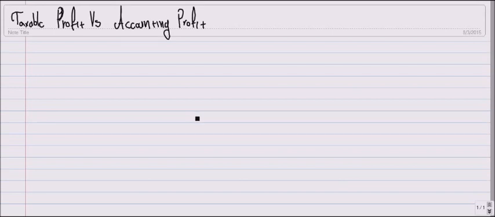Today we are going to talk about taxable profit and the difference with accounting profit. In Cyprus, as you know, the corporation tax is 12.5%. Therefore, you need to pay this tax according to your profit. Let's assume that our profit is 1 million.